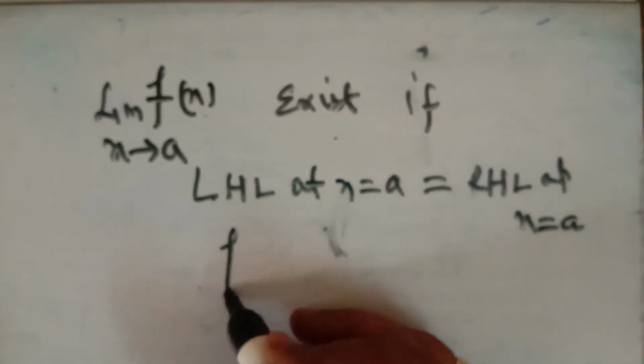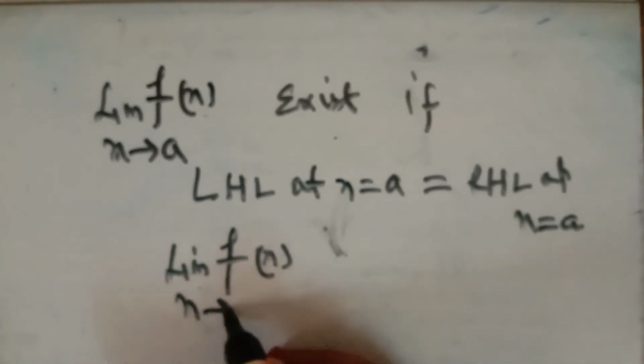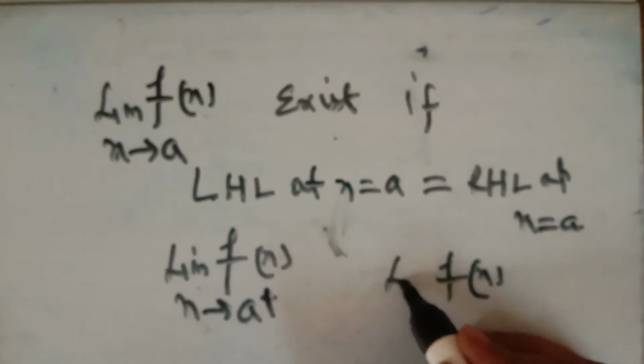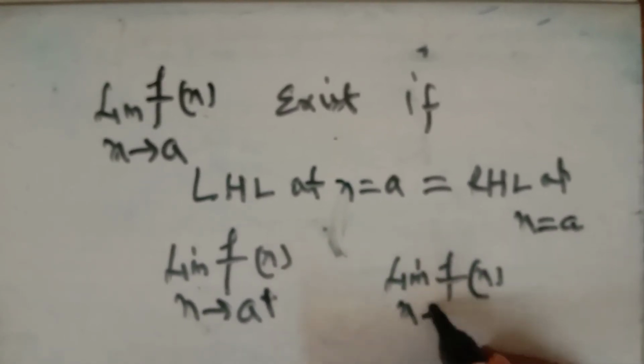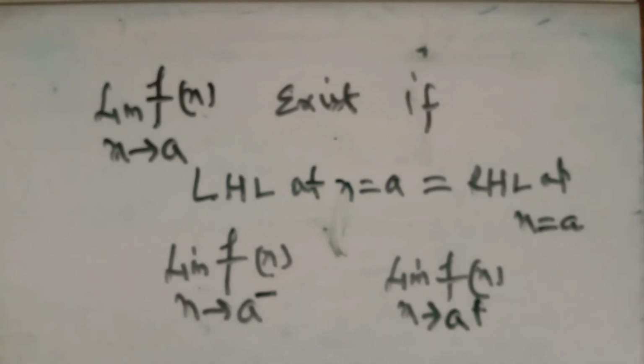And how do we write the left hand limit? We write it like this: limit x goes to a negative. That is the left hand limit. And limit x goes to a positive, that is the right hand limit. Then the limit of the function at x is equal to a exists. This is the left hand limit and right hand limit.